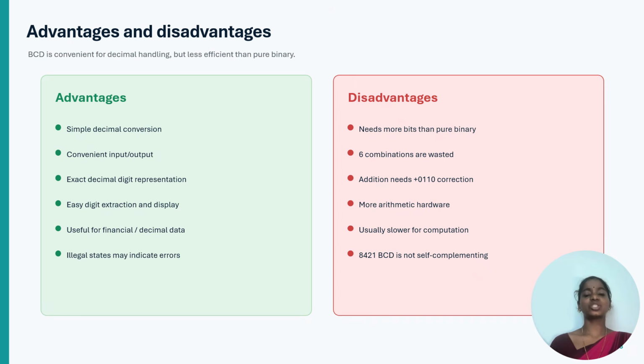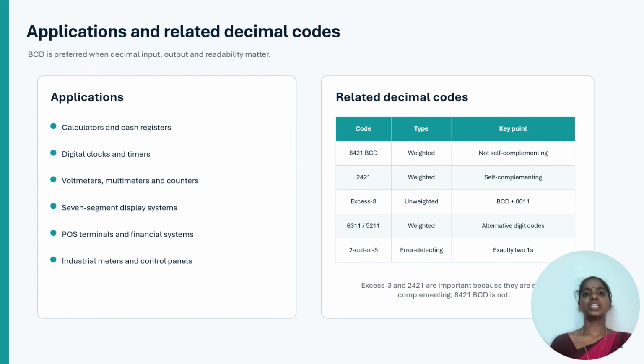And then applications of BCD. It is used in electronic calculators and cash registers, digital clocks, digital watches and timers, digital voltmeters, multimeters and frequency counters, 7-segment display systems, electronic weighing machines, industrial counters, etc.